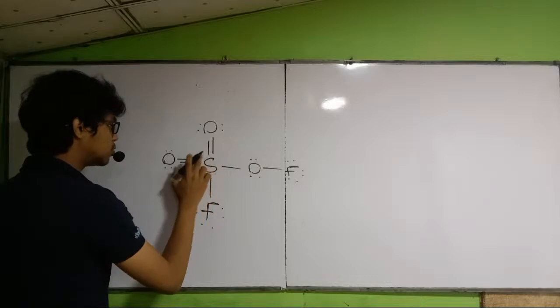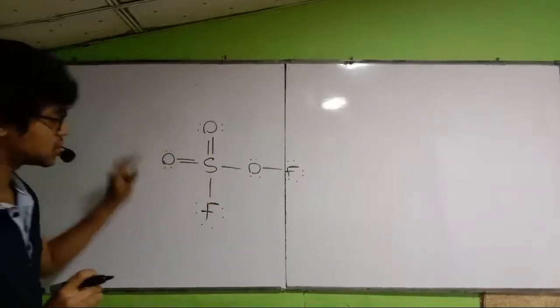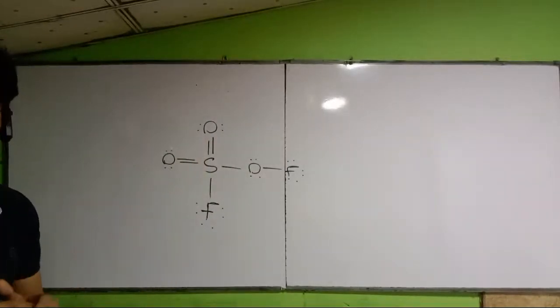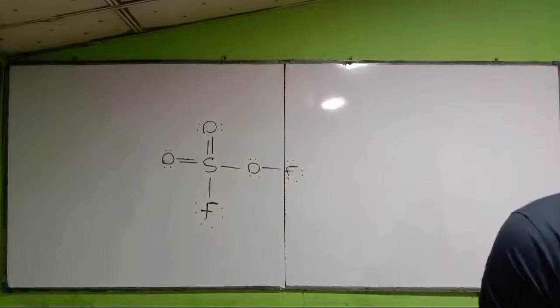So sulfur 1, 2, 3, 4, 5, 6. No charge. This oxygen no charge, no charge, no charge, no charge, no charge. This is the SO2F2 Lewis structure. Then the next one, people.